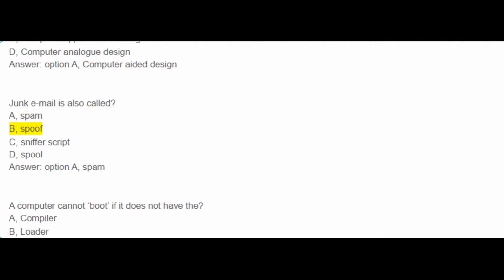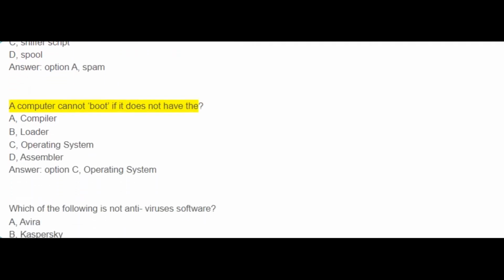Junk email is also called A. Spam. B. Spoof. C. Sniffer script. D. Spool. Answer. Option A. Spam.